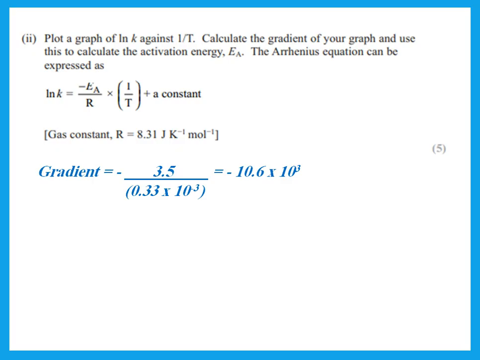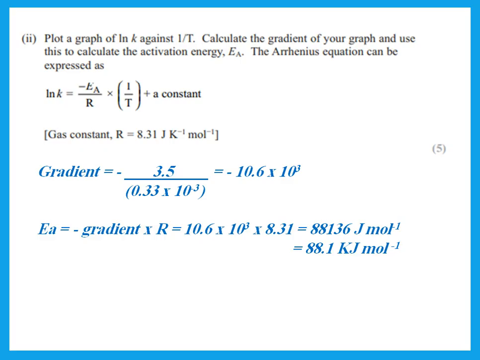Remember that we said if I have this graph and I have ln K versus 1 over T, then the energy of activation is minus gradient times R. Please remember that. R, of course, is 8.31, and the energy of activation that comes out from that is in joule per mole. I can divide that by 1,000, and my energy of activation can be in kilojoule per mole.